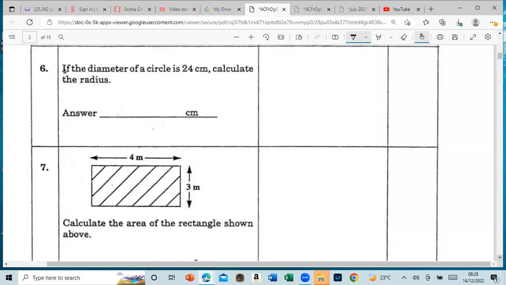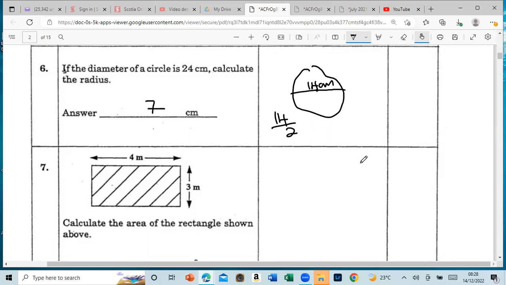Let's move on to number 6. If the diameter of a circle is 24 centimeters, calculate the radius. Let me give you guys a vivid circle. It must be the worst circle in history. Alright, so let us see. The diameter is 14 centimeters. Now, the radius is half the diameter. So what we do, we divide 14 by 2, and that will give us 7 centimeters.